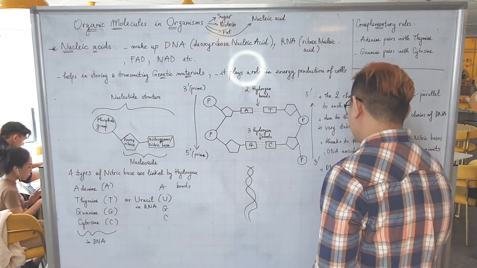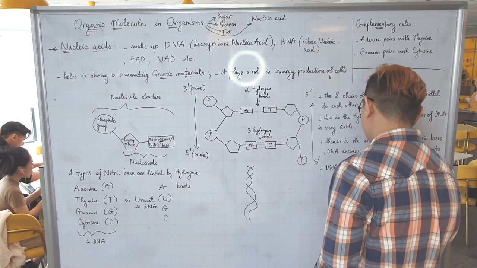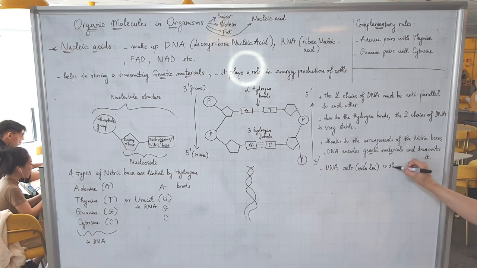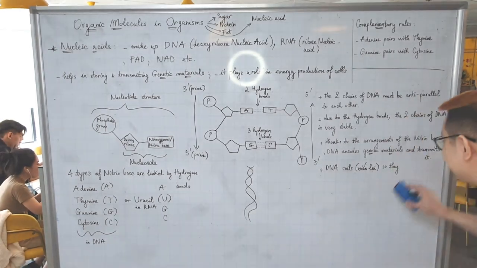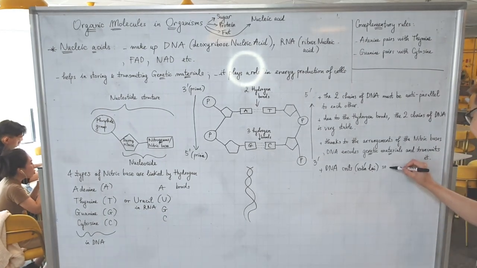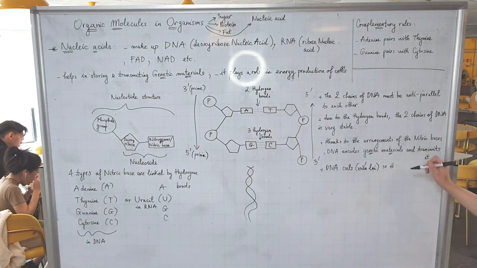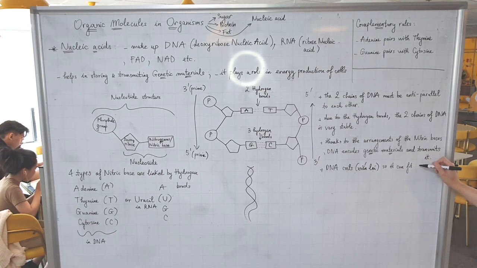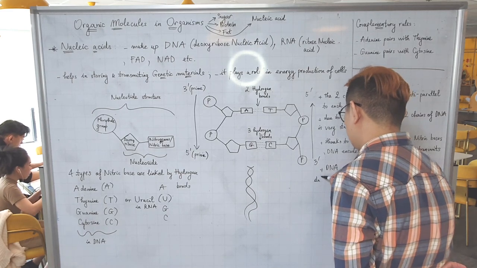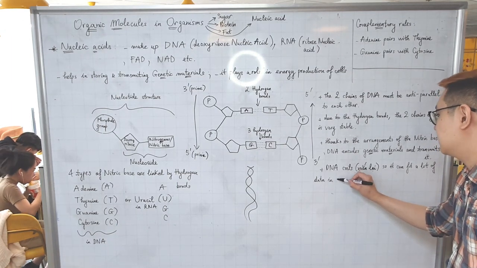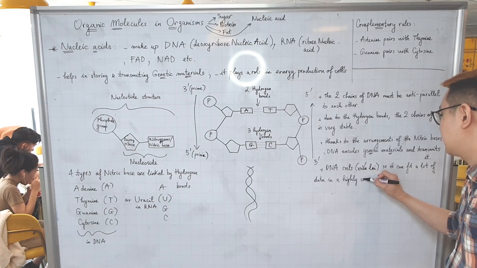So DNA coils. DNA coils so it can fit a lot of information or data. It can fit a lot of data in a highly condensed structure.